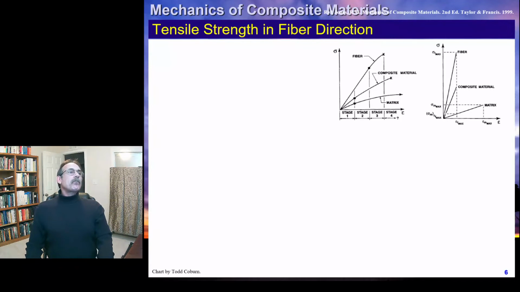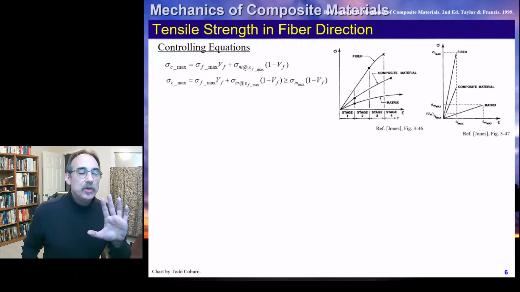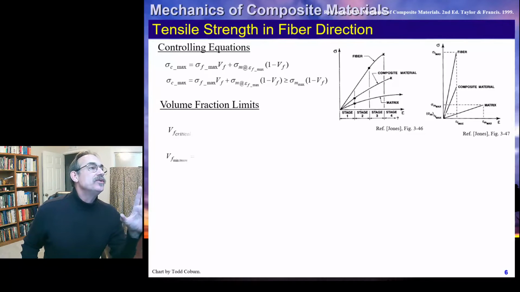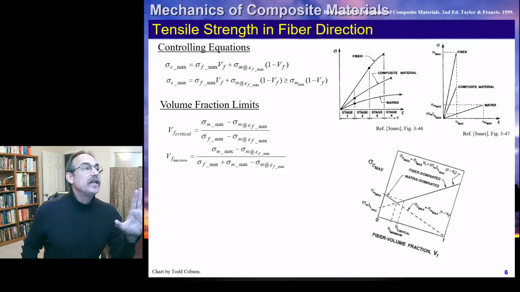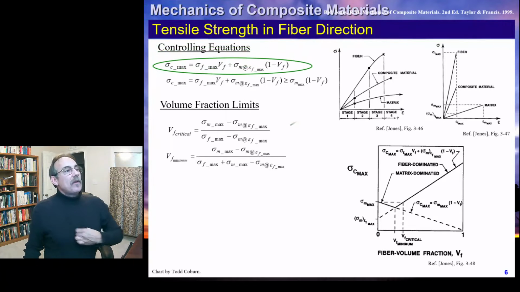Okay? All right, so continuing our thoughts here, we have our two graphs. Once again, these are from Jones. We have our two controlling equations, one for the critical volume fraction, and one for the minimum volume fraction. We're going to drill down on this a little further. Actually, Jones has a really good description of this in his book. Okay? We're going to start by looking at this.